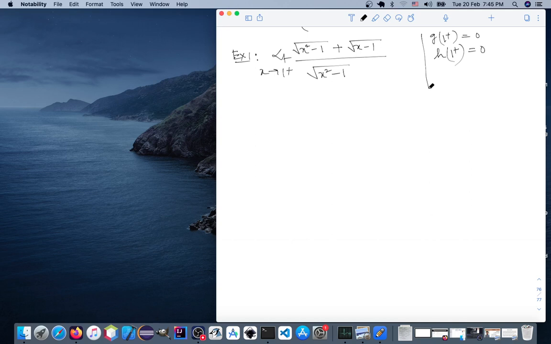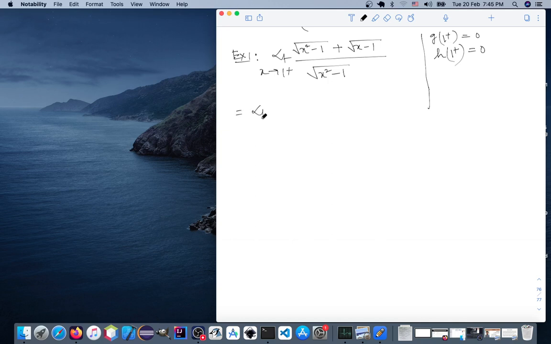So we have to factorize both the numerator and the denominator, and we have to eliminate the factor which is the culprit causing the limiting value to be in the form 0 by 0. So let's factorize the numerator and the denominator.